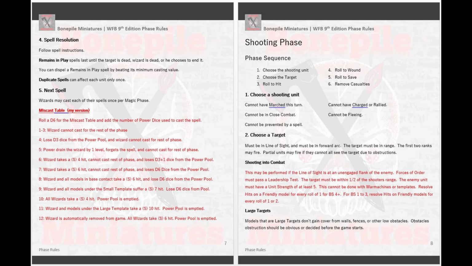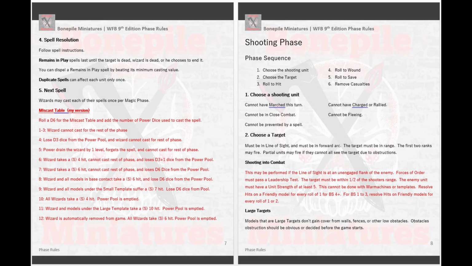For number 6, the wizard takes a strength 4 hit. He cannot cast for the rest of the phase and loses d3 plus 1 dice from the power pool. Number 7, the wizard takes a strength 6 hit, cannot cast for the rest of the phase, and loses d6 dice from the power pool. Number 8, wizard and all models in base contact with him take a strength 6 hit and lose d6 dice from the power pool.